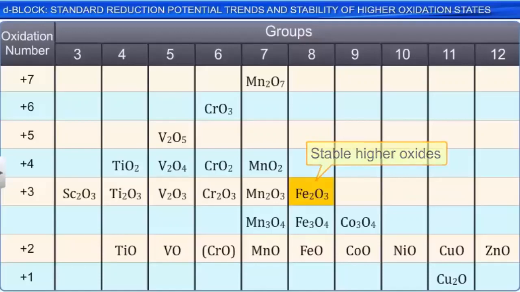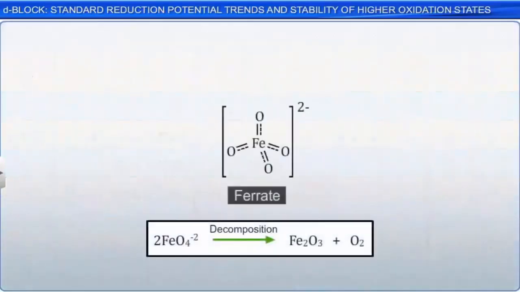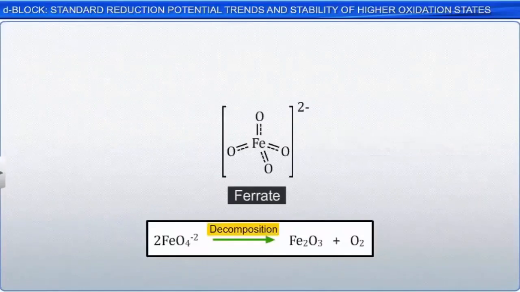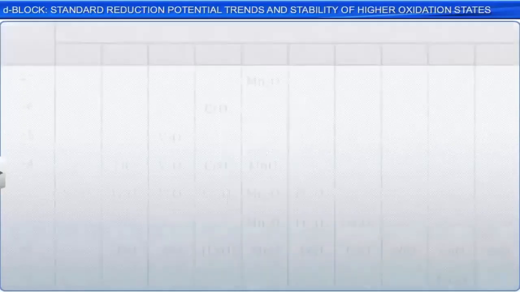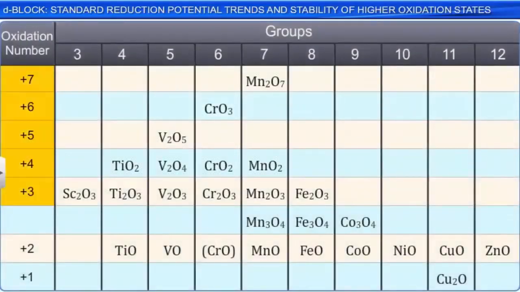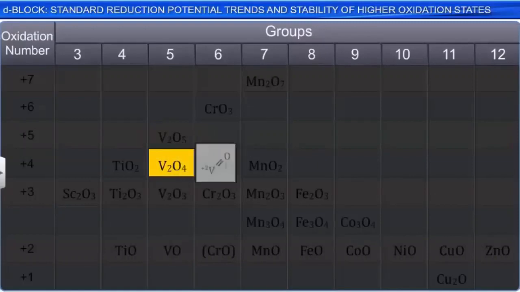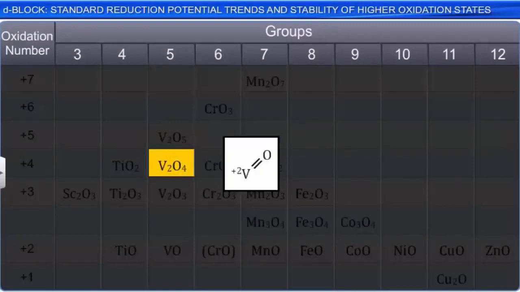Although iron forms ferrates in alkali media, in which iron is in +6 oxidation state, it readily decomposes into iron(III) oxide and oxygen. Apart from oxides, oxygen also stabilizes higher oxidation states in the form of oxocations. For example, vanadium(V) is stabilized as dioxovanadium(V) ion, vanadium(IV) as oxovanadium(IV) ion, and titanium(IV) as oxotitanium(IV) ion.